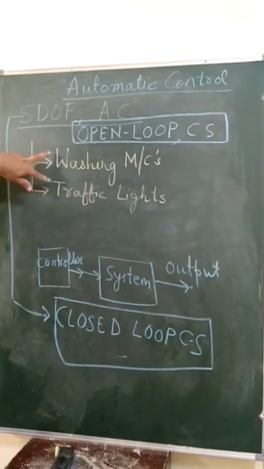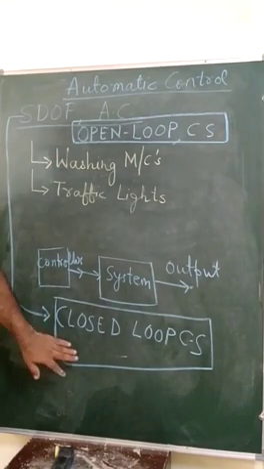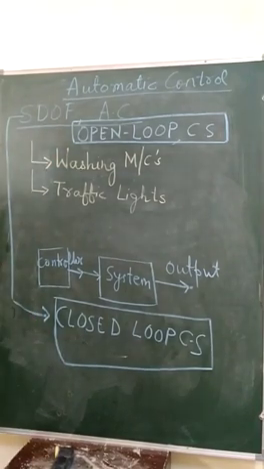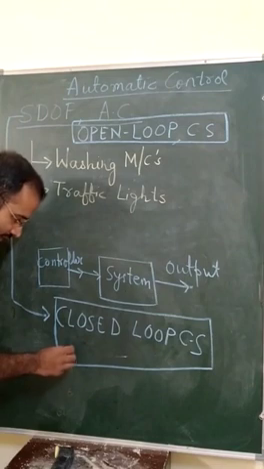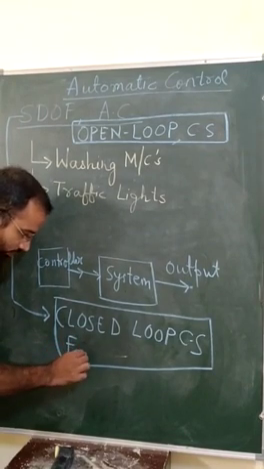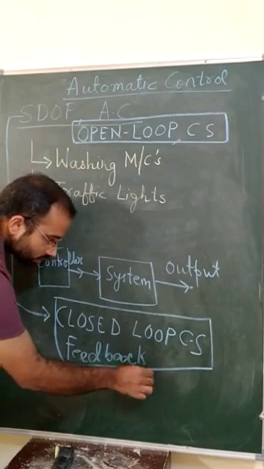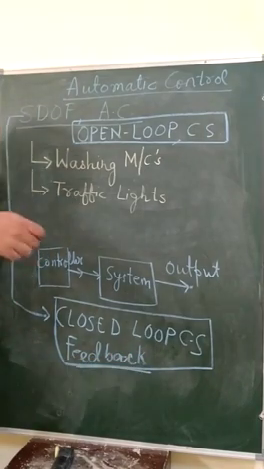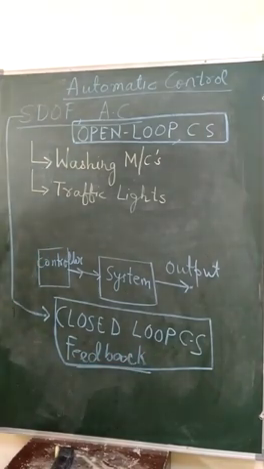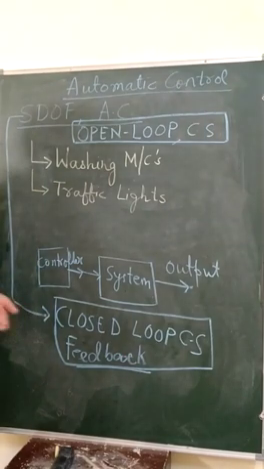So we have seen two examples of open loop system, and how we can convert them to closed loop systems. Closed loop control systems are also called feedback control systems because there is a feedback taken from the system. We sense and we take that as a feedback. We'll see it in more detail in our next video.